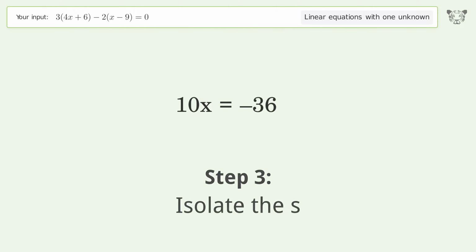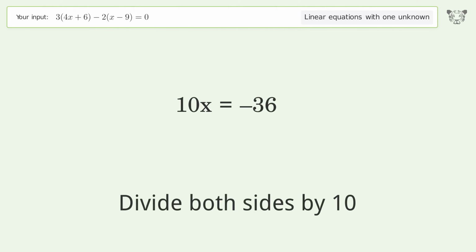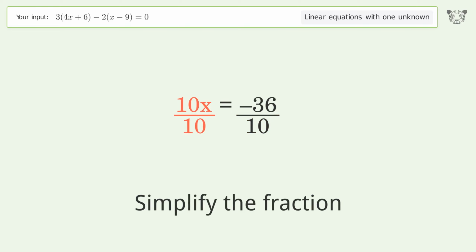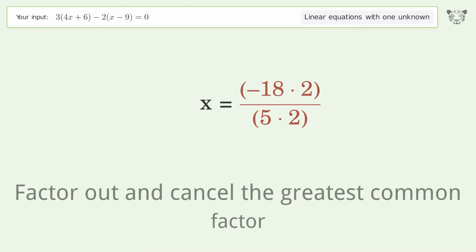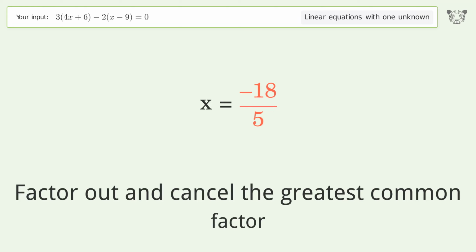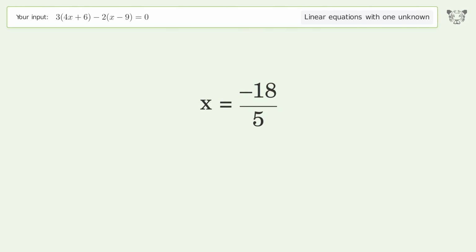Isolate the x. Divide both sides by 10. Simplify the fraction. Find the greatest common factor of the numerator and denominator. Factor out and cancel the greatest common factor. And so the final result is x equals -18/5.